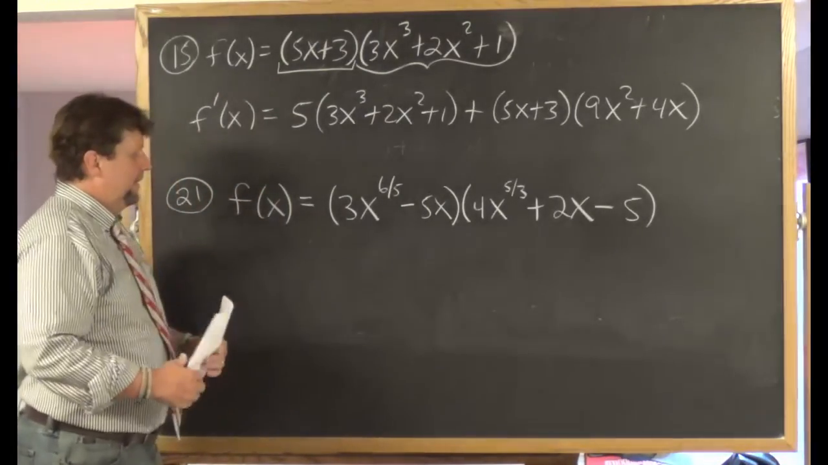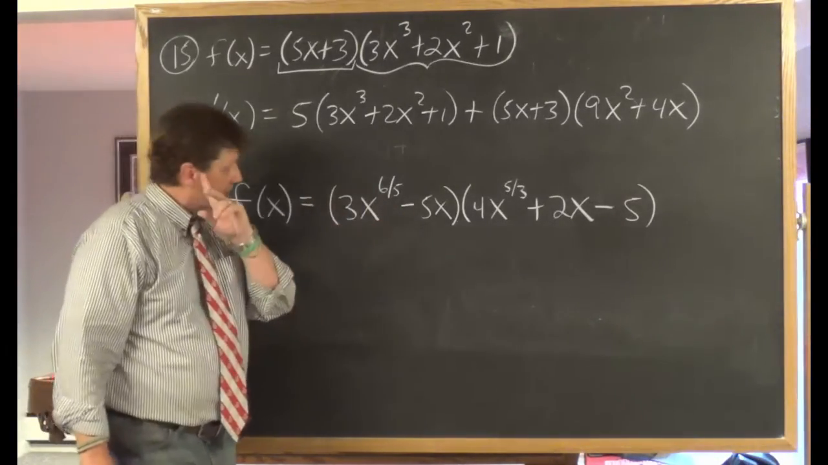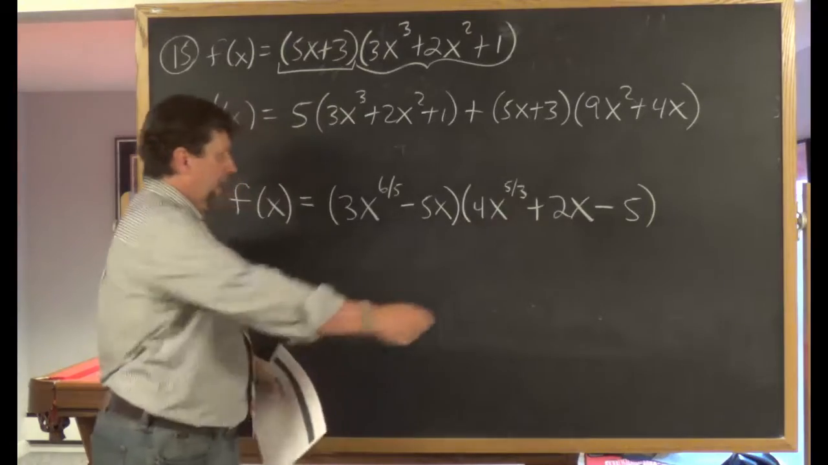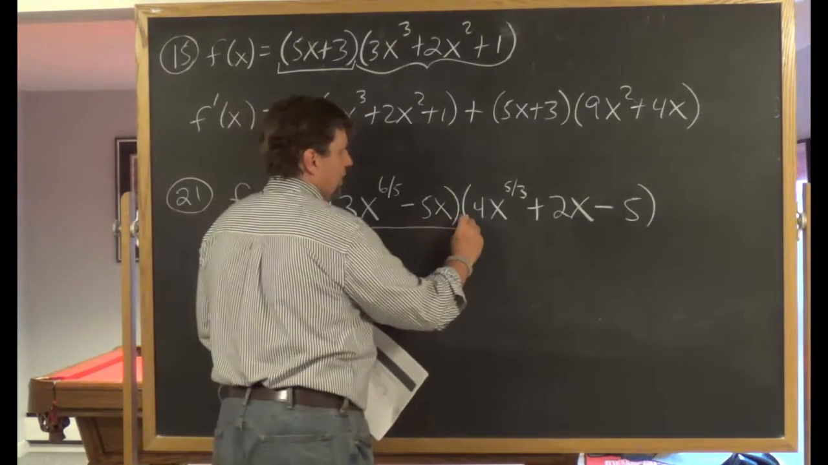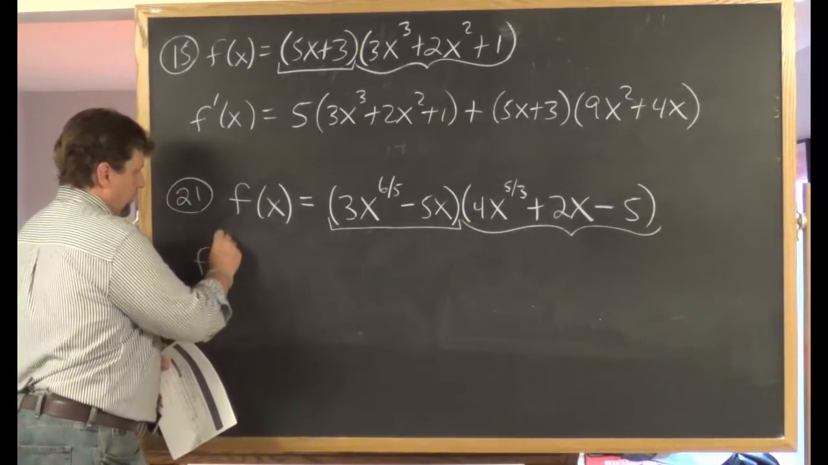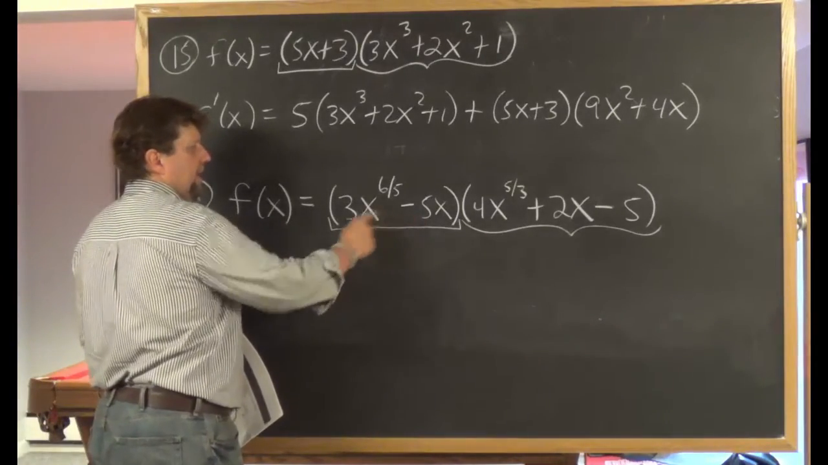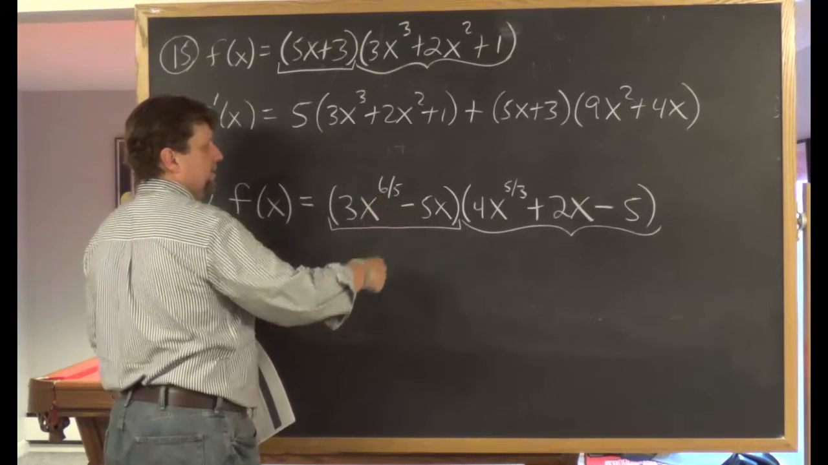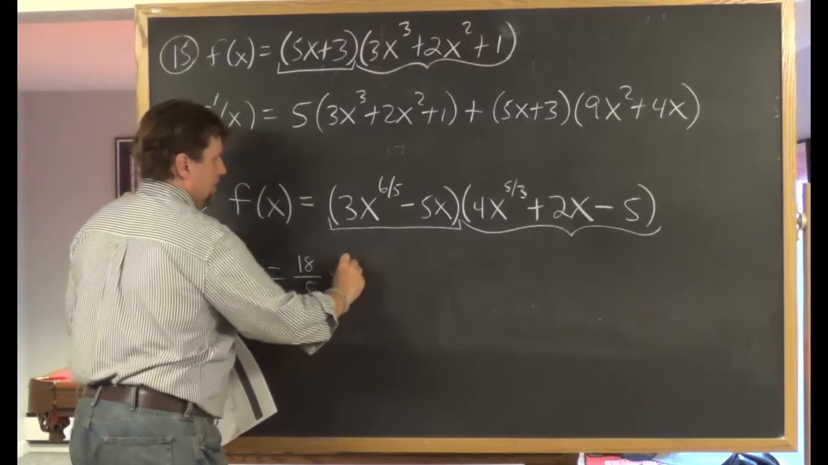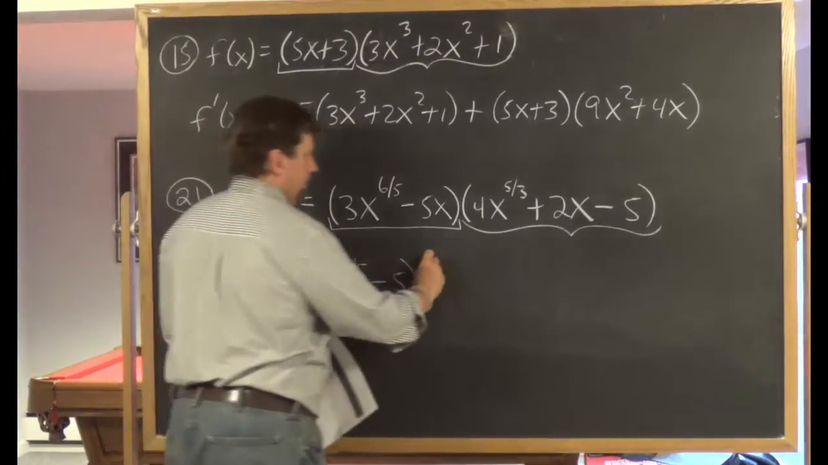Okay, number 21, the function was the quantity 3x to the 6/5 minus 5x times the quantity 4x to the 5/3 plus 2x minus 5. Again, product rule, you have a function times another function. So we crank this through the product rule. Product rule says derivative of the first function. Well, the derivative of 3x to the 6/5 minus 5x, oh boy, that's 18/5 x to the 1/5, then minus 5. So that's the derivative of the first function.